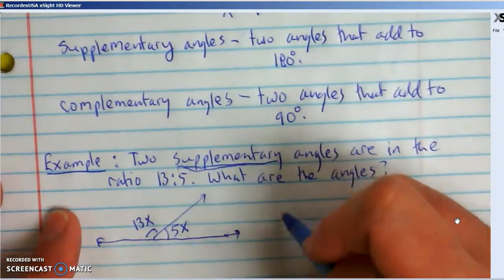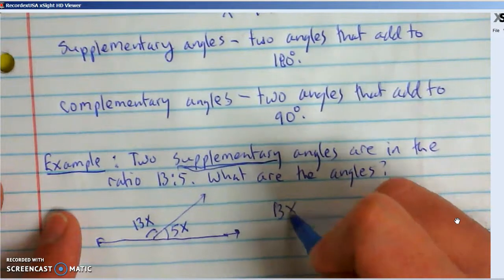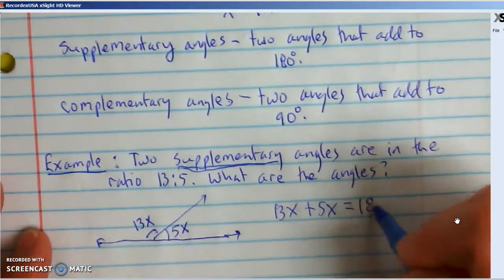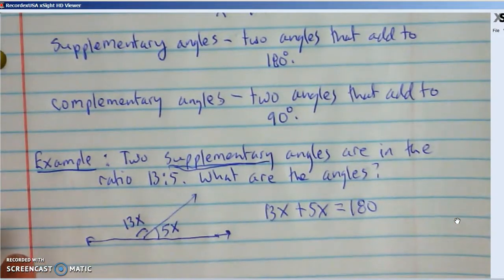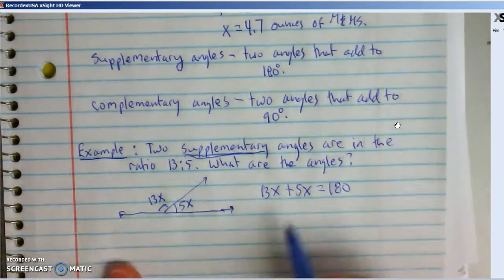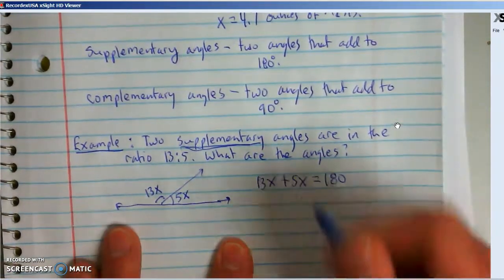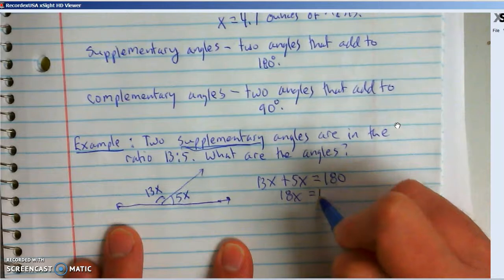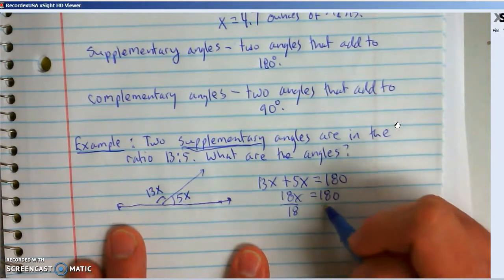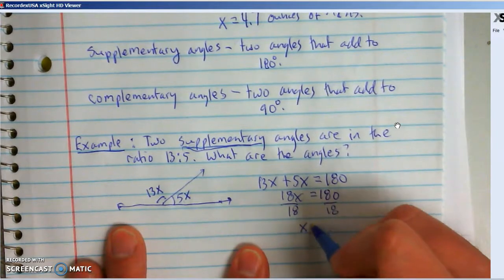So we know that the angle 13x and the angle 5x are going to add up to 180. And then this is a very doable problem, okay? So 13x plus 5x equals 180. That gives me 18x equals 180. I divide by 18 on both sides. And I get x equals 10.